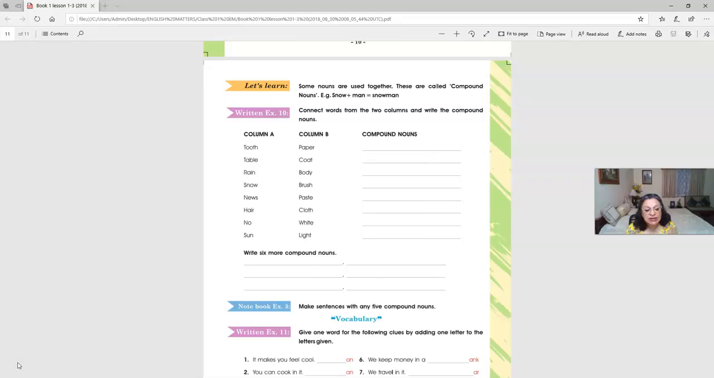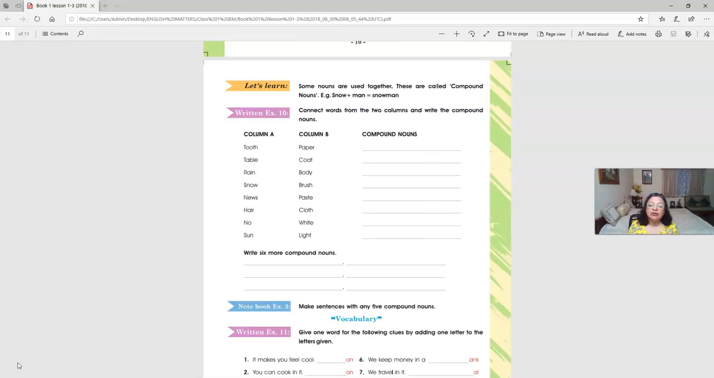Now in this, the two words combined become one word. They are combined together, snow and man, so it becomes snowman. So in written exercise 10, what we will do is, we will combine the two names and make some good compound nouns. And when you make the compound nouns, you will write the new compound noun in the lines given to you. So first one is tooth.